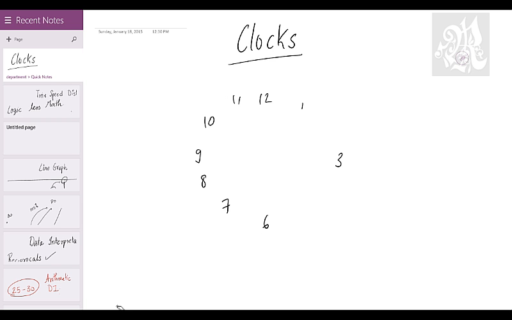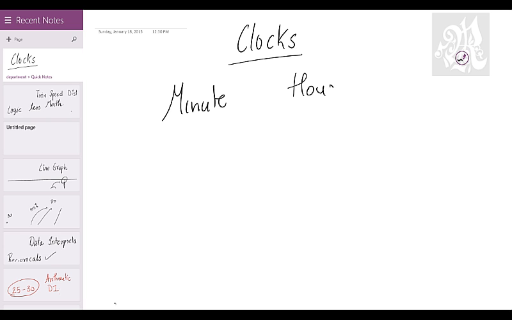Now, before we go inside this clock, let's understand one thing. What all do you have? How many hands do you have? You have two hands, right? You have one hand called the minute hand, the other called the hour hand. We'll not consider seconds. Seconds is not required, okay?